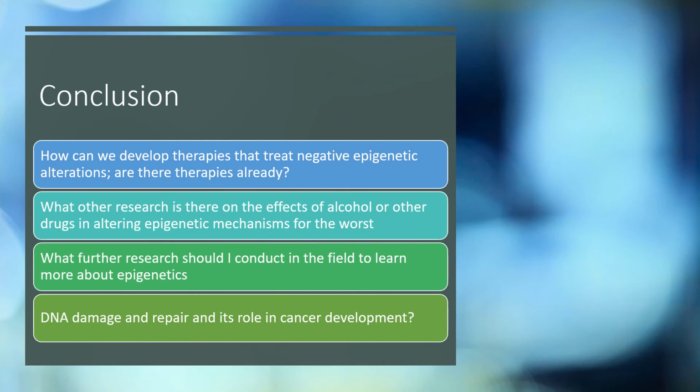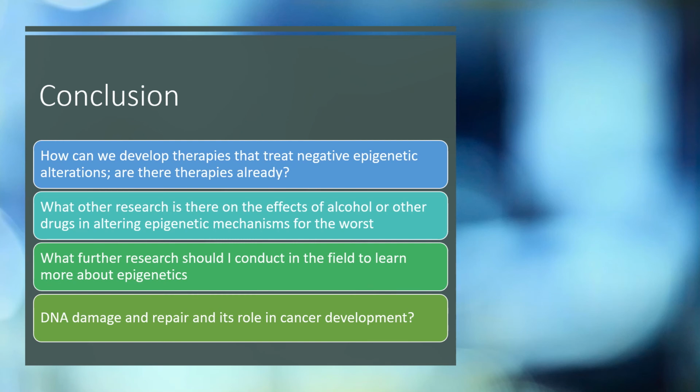To start that, I have come up with some questions that I hope move me forward in my research. My first question is, how can we develop therapies to actually treat these negative epigenetic alterations? And are there any available as of right now? Secondly, what other research is there on the effects of alcohol or other drugs in altering epigenetic mechanisms for the worse? As I mentioned in my last slide, tobacco smoke is a notable drug that has been shown to cause disease, but is there more research on that matter? I would like to look more into that.